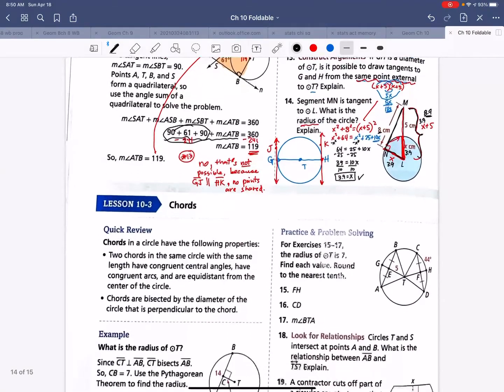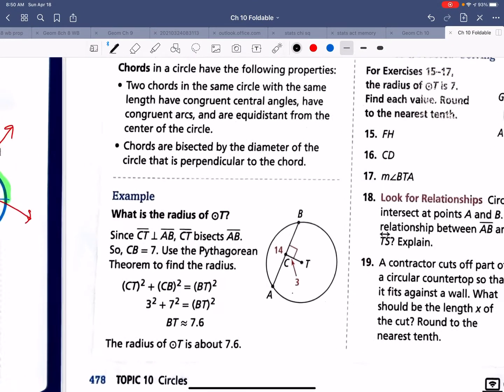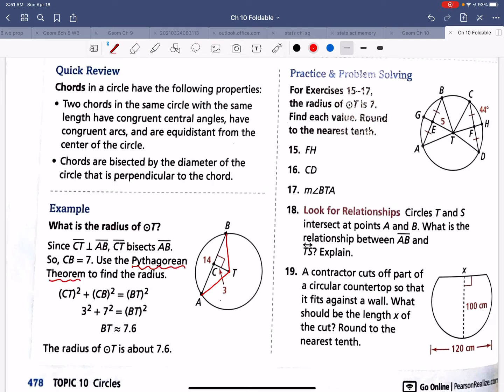Hey guys, this video is going to review 10.3, 10.4, and 10.5. So 10.3 states, what are all the things we notice about chords? So as we read through here, chords have their endpoints on the circle. This means that they end up creating radiuses or radii. So oftentimes we draw in their radiuses to create triangles, and this helps us use Pythagorean theorems.